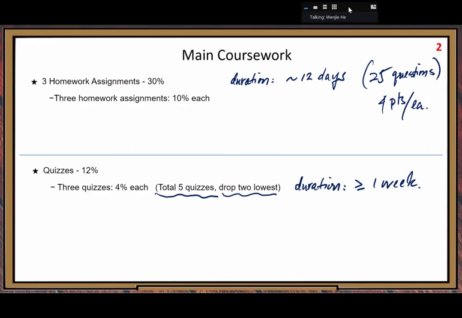And I will use the Canvas quiz tool to run these 5 quizzes. You did that before, I believe. 10 questions, 10 concept questions. All right, so that's the quiz part.